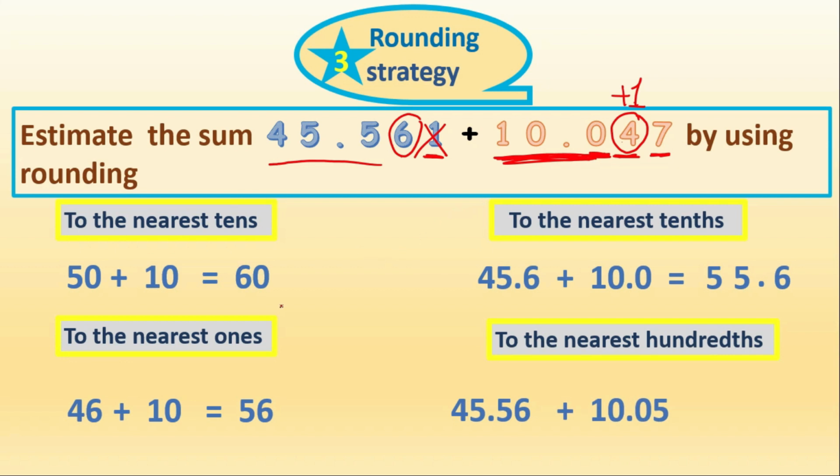Okay, now add the two numbers after rounding, starting from the right. 6 plus 5 equals 11. Write 1 and carry 1. Okay, 5 plus 1 equals 6. 6 plus 0 equals 6. Don't forget to write the decimal point. And then add the digits: 5 plus 0 equals 5, and 4 plus 1 equals 5.